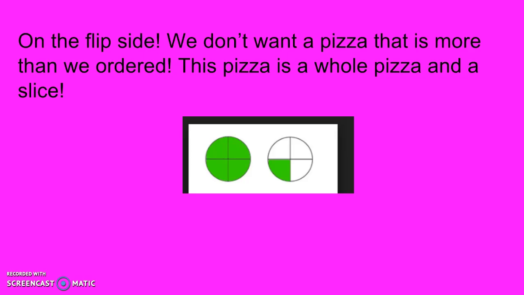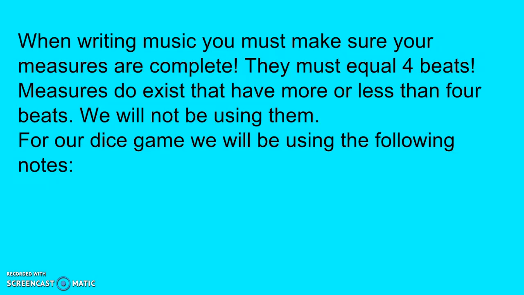Okay? So, next thing. When writing music, you must make sure that your measures are complete. They must equal 4 beats. Not 5, not 6, not 2, not 1. 4 beats. Measures do exist that have more or less than 4 beats. We know that. But we're not going to use them in this exercise.